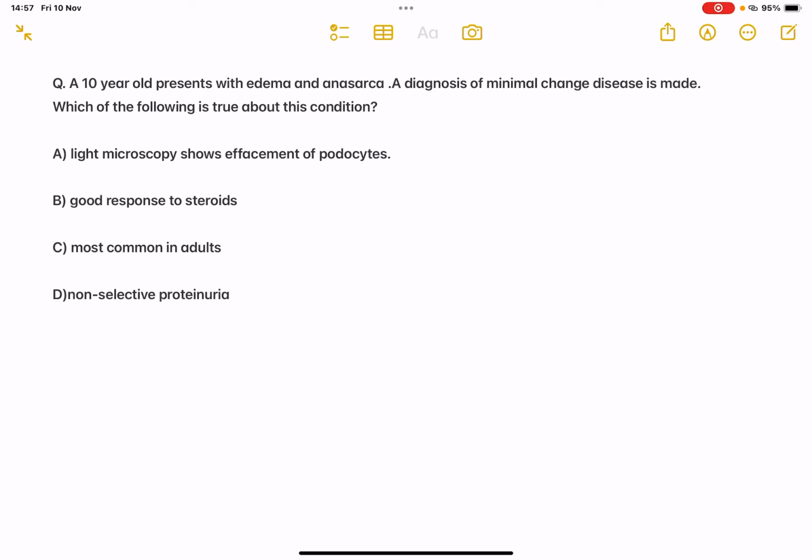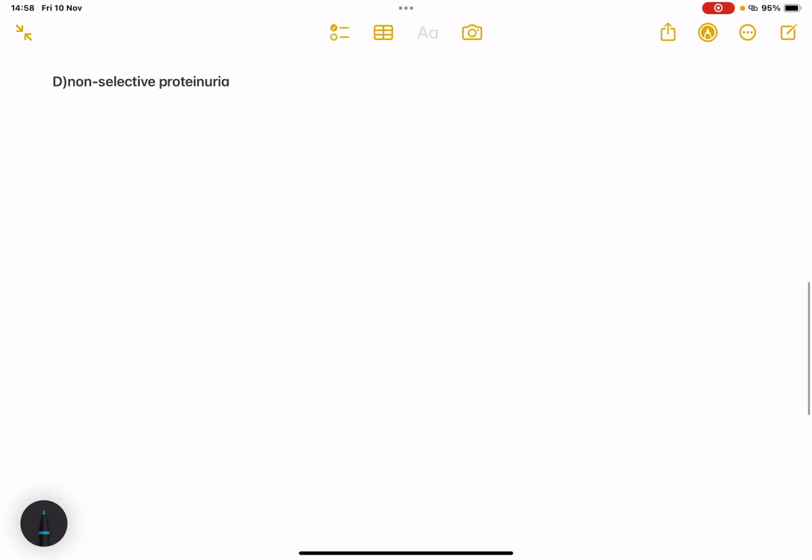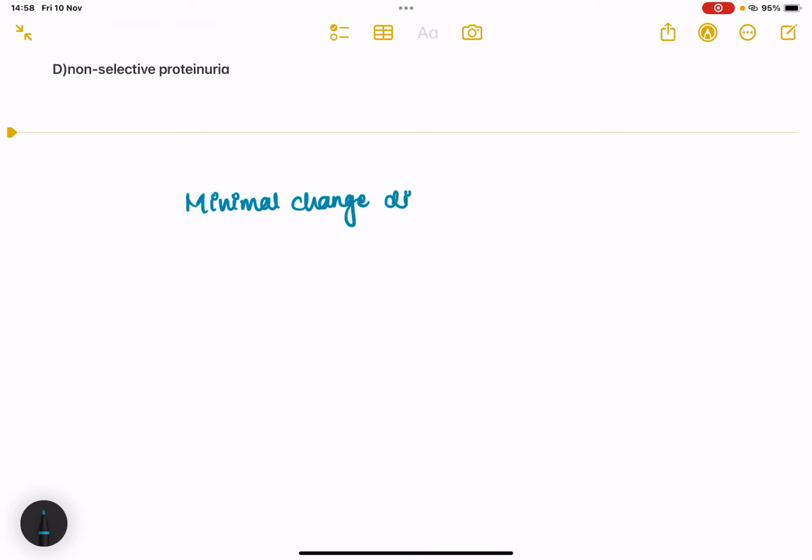So the answer is that minimal change disease has a good response to steroids. Now let's study in detail what minimal change disease is. Minimal change disease has a good response to steroids, and it is a type of nephrotic syndrome in children, and it more commonly appears in males and between 2 to 6 years of age.